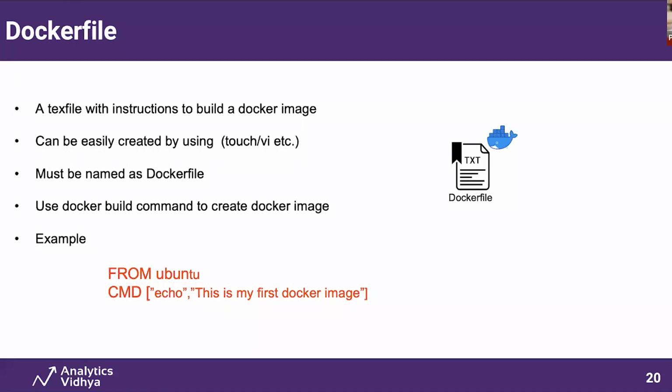Now it can be easily created. It's a simple text file, so you can use the touch or vi command, or simply create it in Windows also. But the file name has to be Dockerfile, because the Docker server would read it if there is any Dockerfile present which can be used to build the image. The Dockerfile is used to understand what sort of dependencies or layers I need to build in order to run the application in a container.